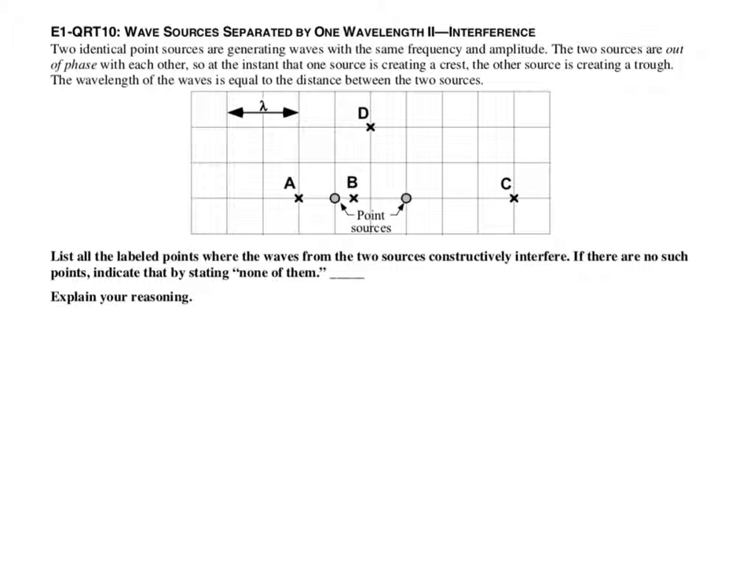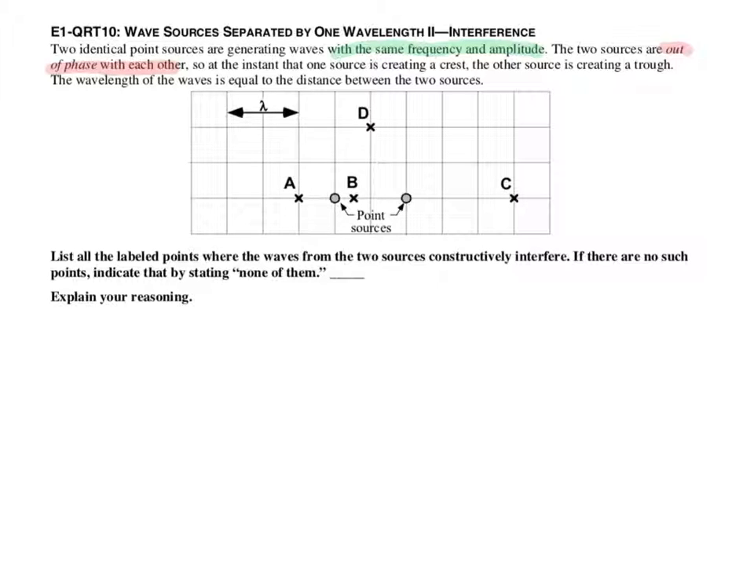Chapter 14, sample problem number 15. Two identical point sources are generating waves with the same frequency and amplitude. That'll be important. But they are out of phase with each other. So the instant one is creating a crest, the other is creating a trough.